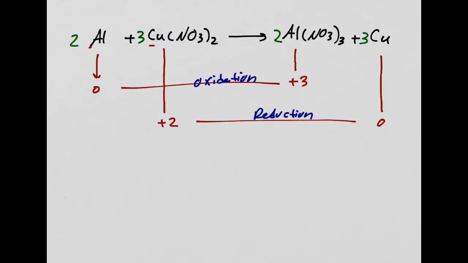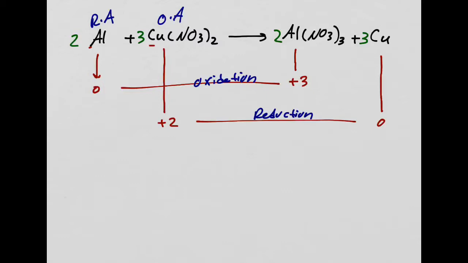Now, here's my other question. What's the oxidizing agent? What's the reducing agent? We said they're the opposite. So this one, aluminum, got oxidized. So this has to be the reducing agent. And that means this one has to be the oxidizing agent. Again, agents have to be on the reactant side.